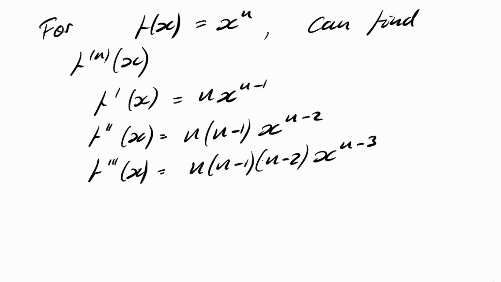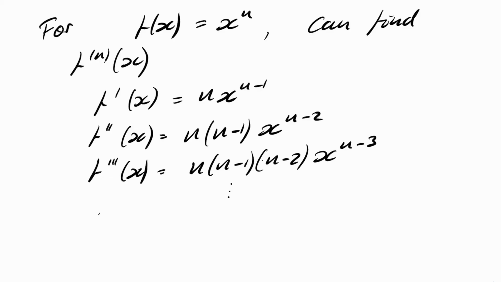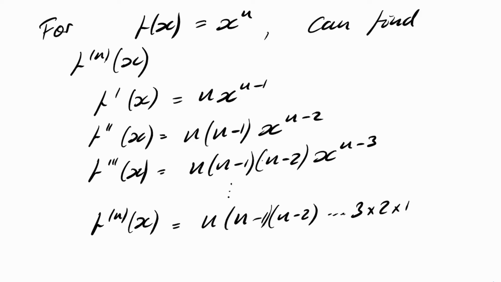And so in general then, if we keep differentiating until we get to the nth one, we will be left with n into n minus 1 till we get to the end of the sequence. And this is just n factorial. This is a really useful result we're going to come back to later.